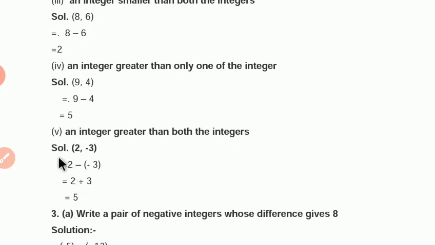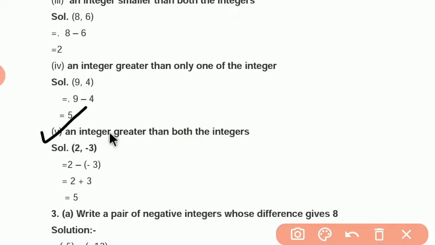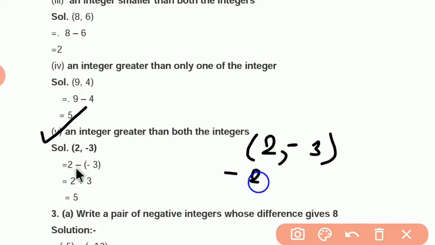Then the last one, an integer greater than both the integers. Now we have to find an answer, and if we subtract both the integers, the answer should be greater than both the integers. It means we have taken here two numbers, 2 and minus 3. Now I will find the difference between 2 and minus 3. So 2 minus of minus 3. We know that minus into minus is plus.